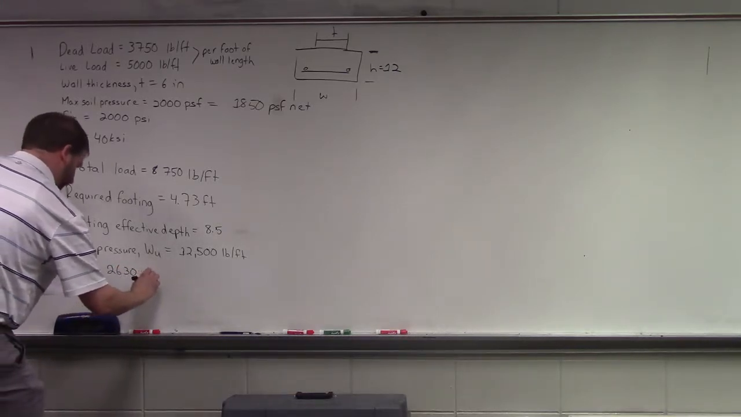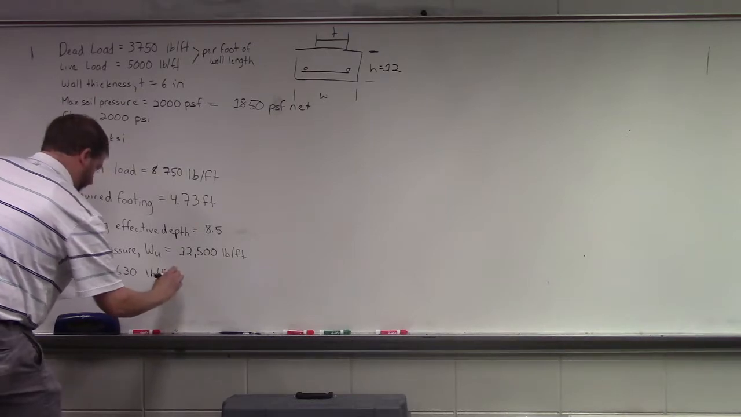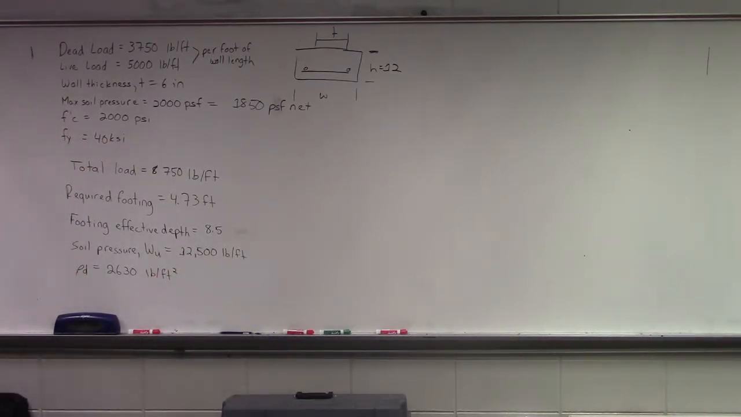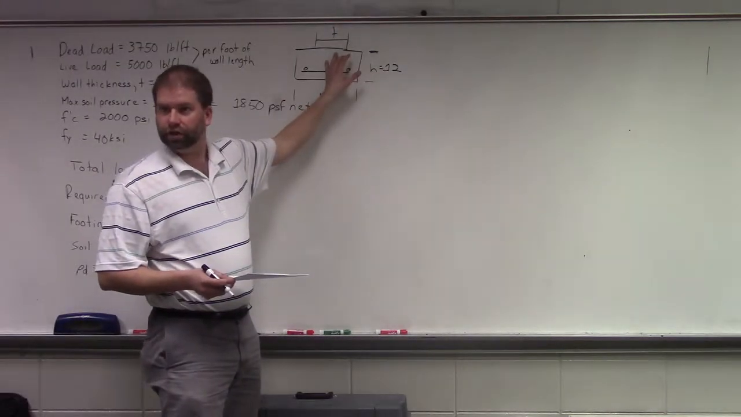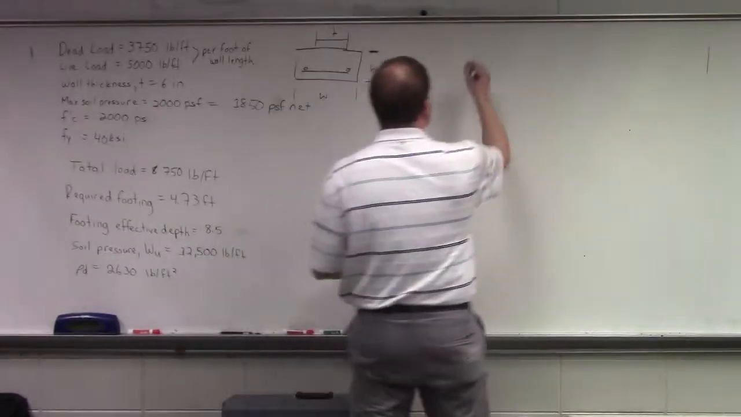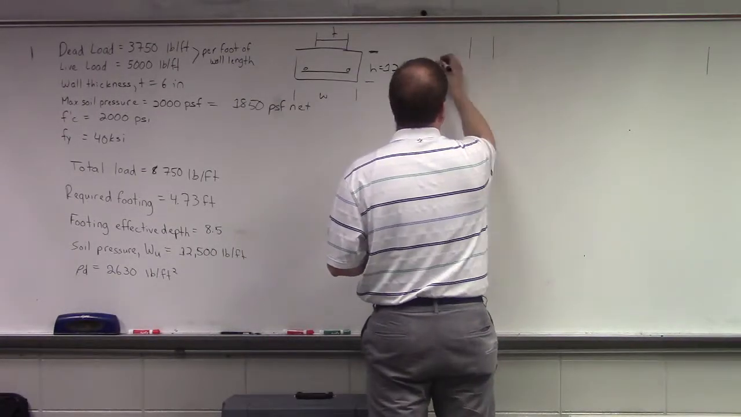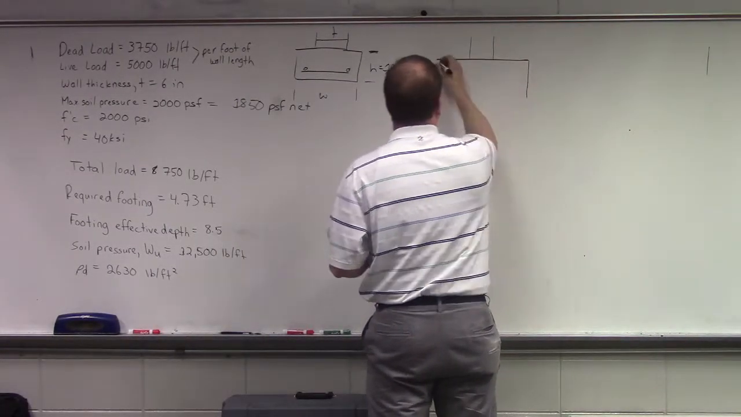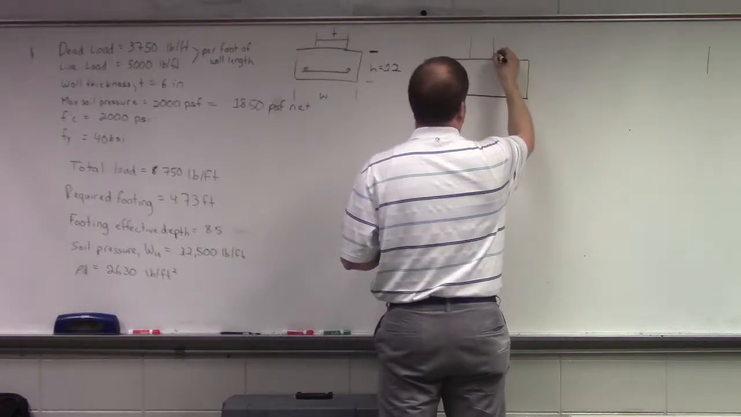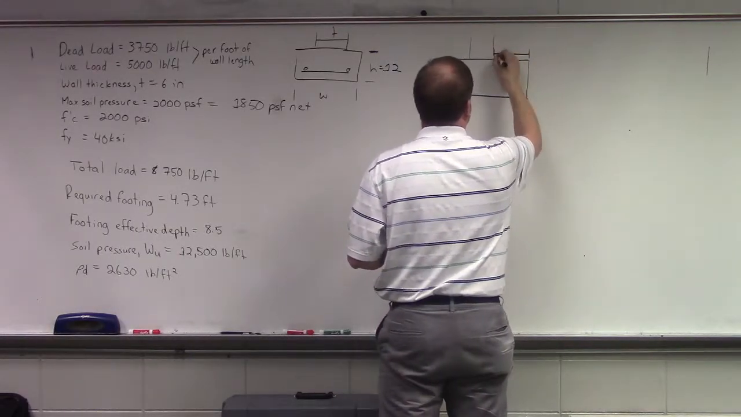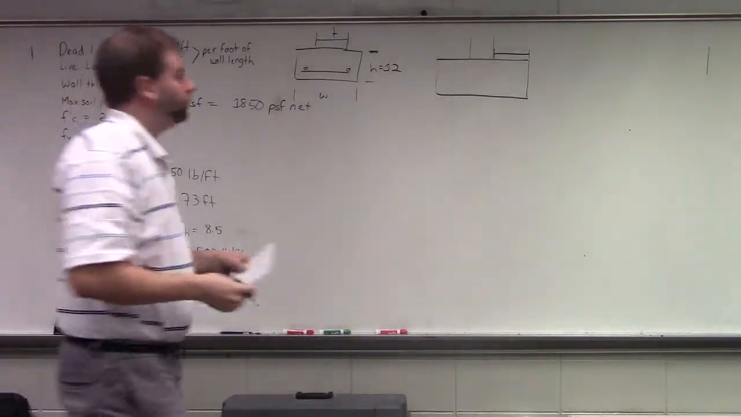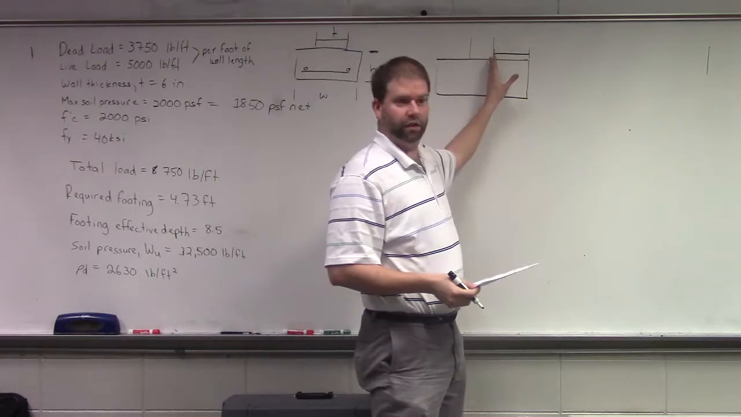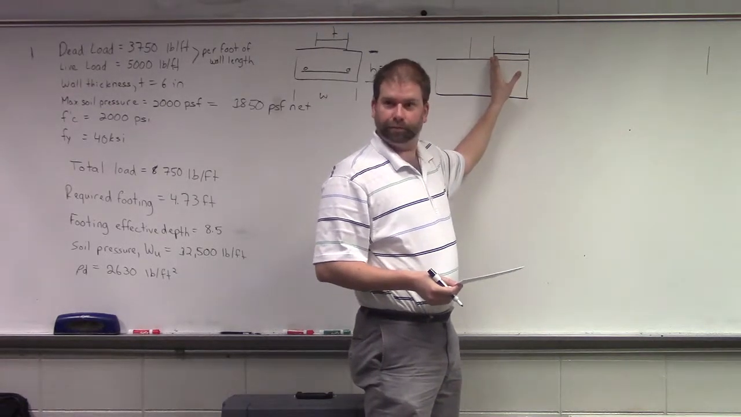Rho D equals ultimate weight, so we divided by the width, 2630 pounds per foot. And then we talked about these critical shear and critical bending dimensions, right? And remember what we said is our critical bending dimension is going to be the distance from the face of that footing to the face of the projected wall.